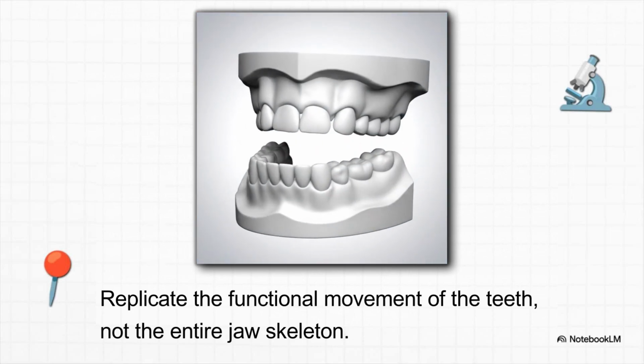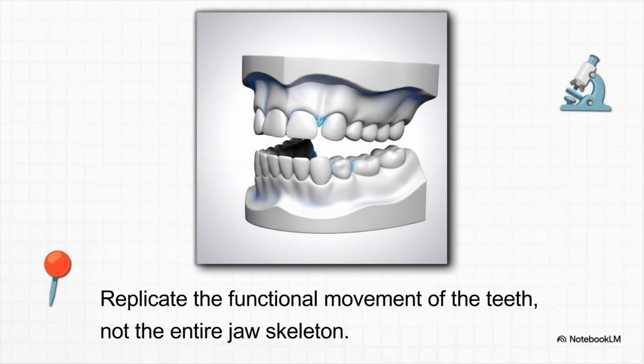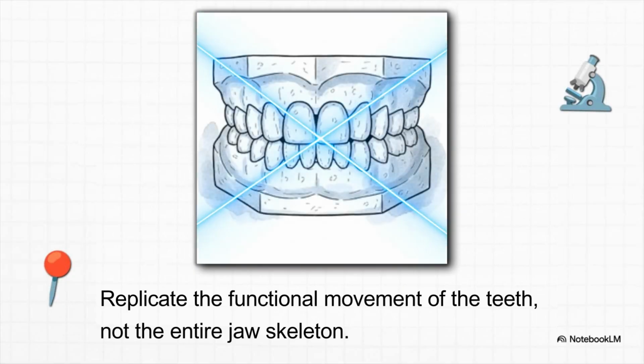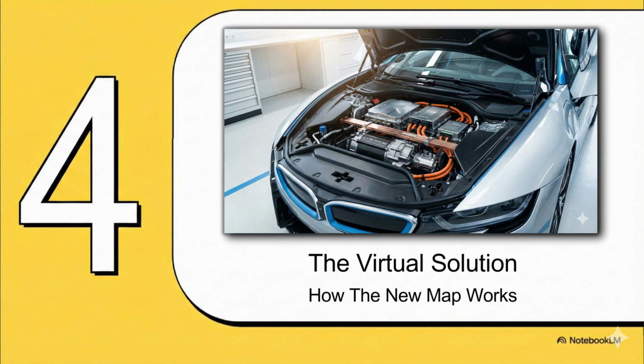Just replicate the functional movement of the teeth. That's it. Turns out that's the only part that really matters. So how does this brilliant new map, this virtual kinematic axis method, actually work? Let's pop the hood and see the really elegant, simple idea that's powering the whole thing.